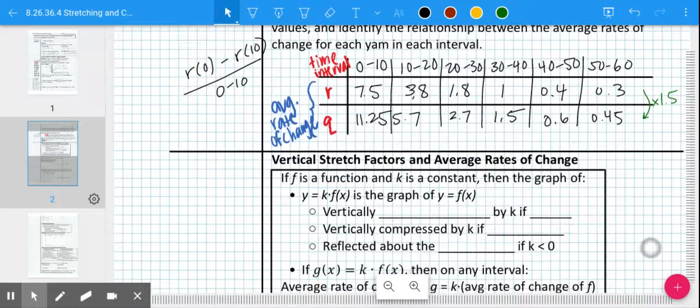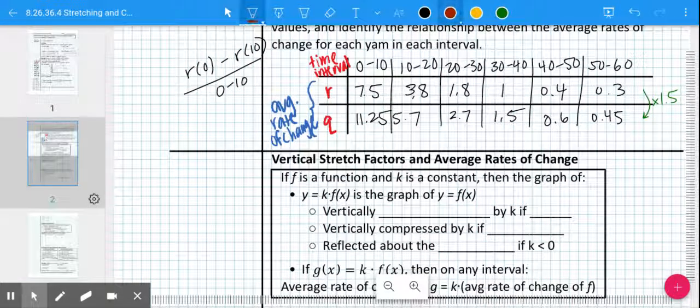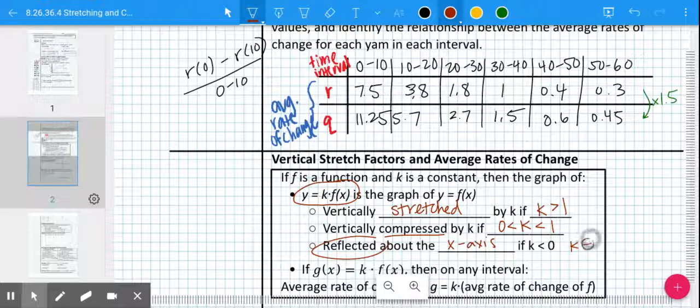So it says, if we take a constant K and we throw it in front of a function, so y is K times f of x, then our function is vertically stretched by that value K when K is bigger than 1. It's compressed by K if K is less than 1, but specifically we say between 0 and 1, because if it's negative, then what it does is it reflects it over the x-axis. So we reflect over the x-axis when K is a negative value.